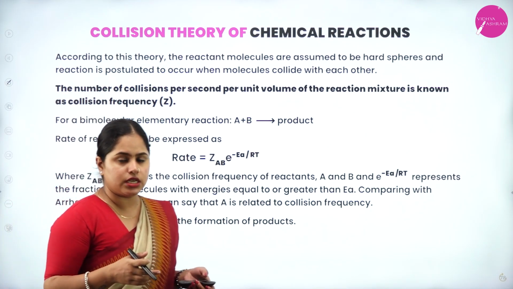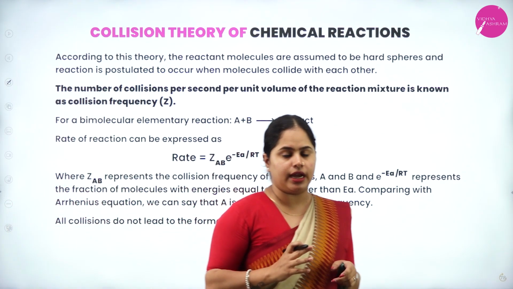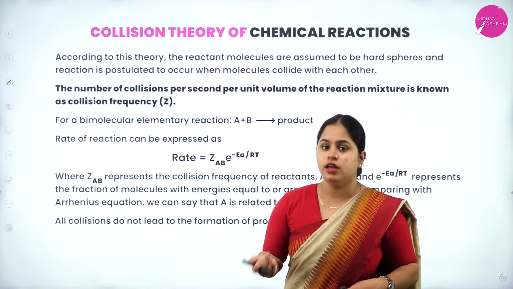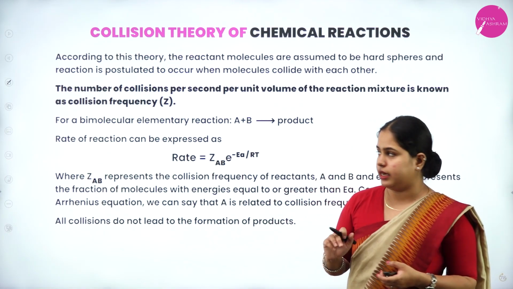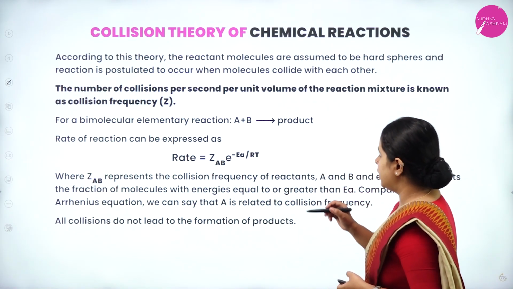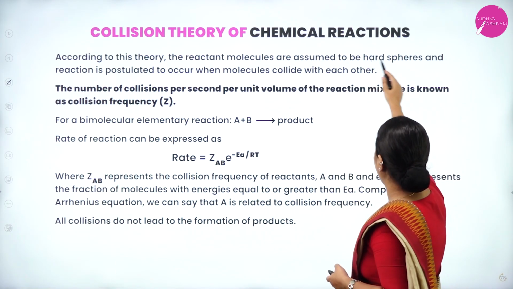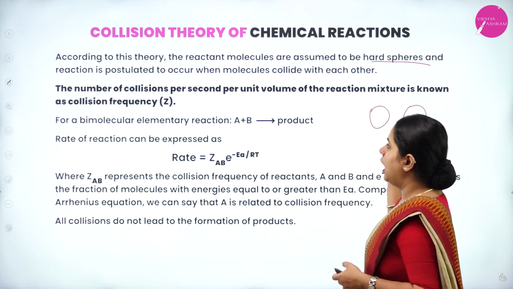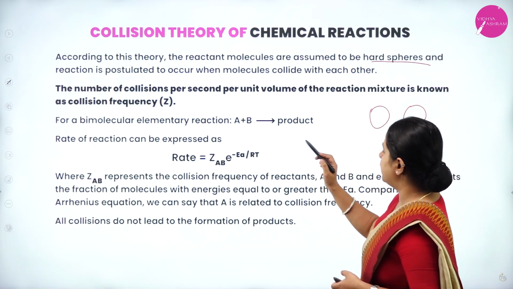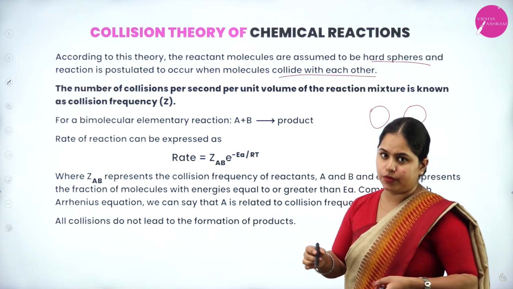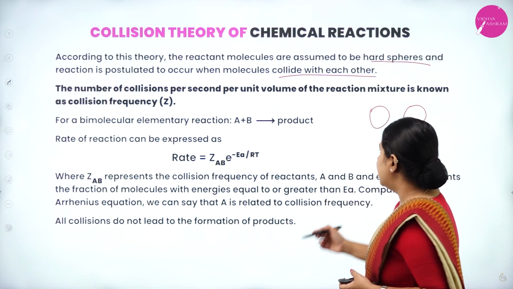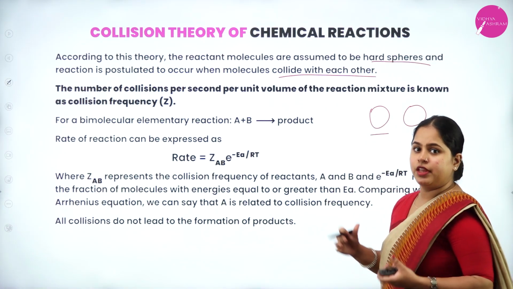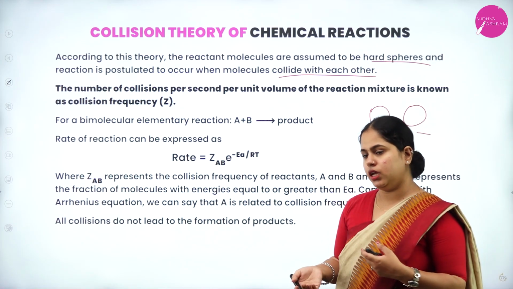Now moving on to the next important part, that is the collision theory of chemical reactions. So till now I was discussing the collisions taking place in reactants so that they will form the products, right? That theory is called collision theory. According to this theory, the reactant molecules are assumed to be hard spheres. They are considered as spheres like this, and a reaction is postulated to occur when these molecules collide with each other. So reactants are considered as spheres and they will collide with each other and form the products, right?